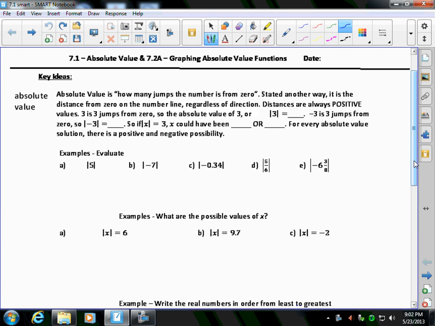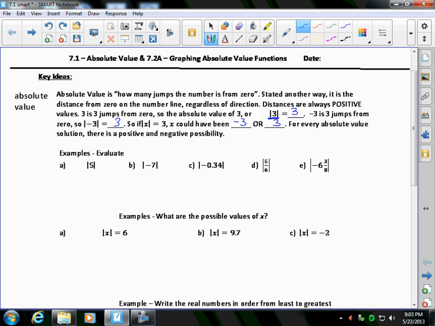So 3 is 3 jumps from 0, so the absolute value of 3, this is the way we write it, 3 with the bars around it, is 3. Negative 3 then is also 3 jumps from 0, so the absolute value of negative 3 is 3. So if the absolute value of x is equal to 3, then x could have been a negative 3 or a positive 3. So for every absolute value solution, there's a positive and negative possibility.